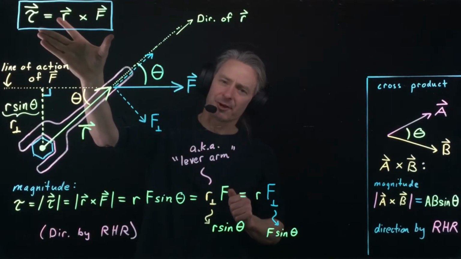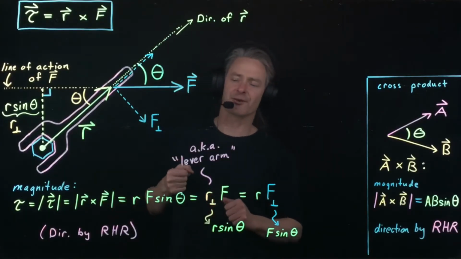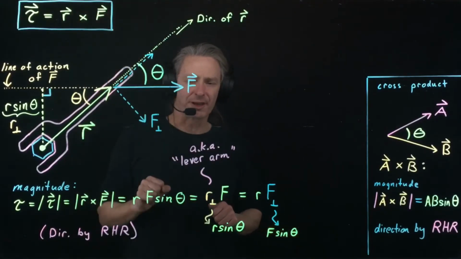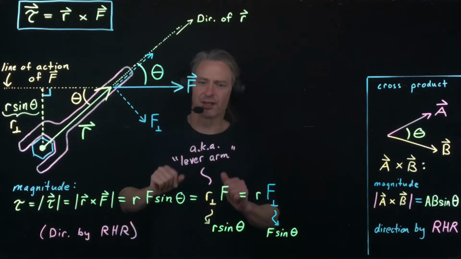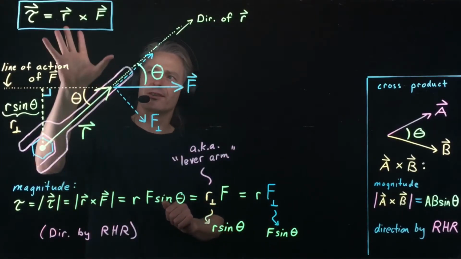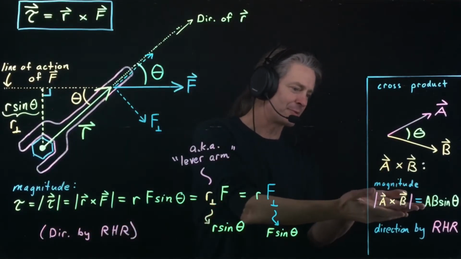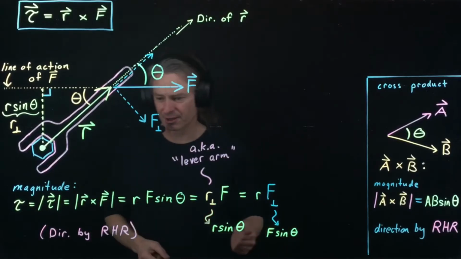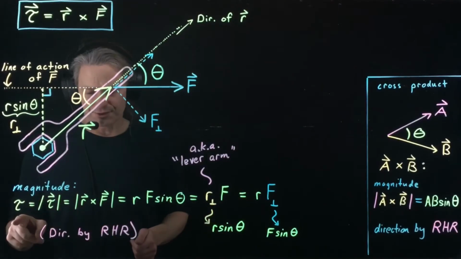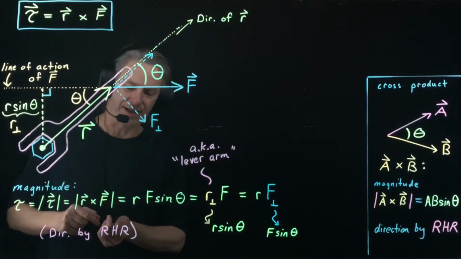Torque, being the cross product of two vectors, is itself a vector, so it has a magnitude and a direction. We'll talk about the direction in just a moment. Let's focus on the magnitude right now. To work out the magnitude of the torque vector, we can use our recipe for the magnitude of a cross product. The magnitude of the torque is the magnitude of the cross product, R cross F.